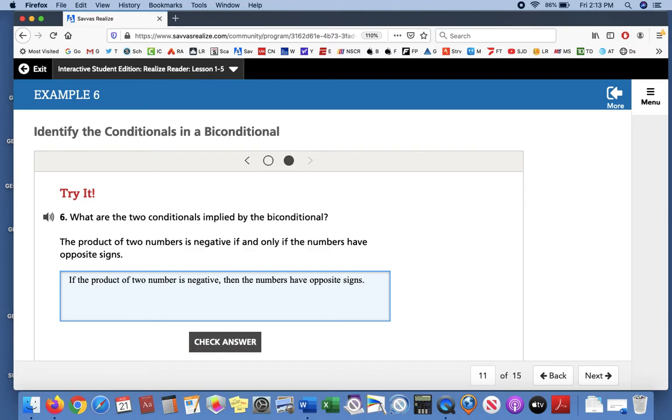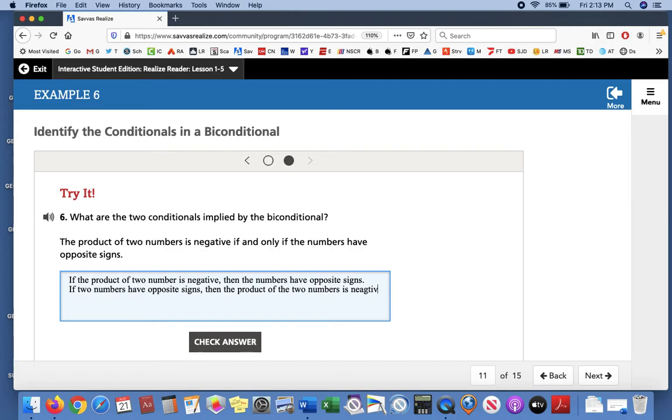And now I got to write it the other way. If, the second part, if, and I'm not going to say if the numbers, I'm going to say if two numbers, right? Remember, there's a grammar thing you need to be paying attention to. If two numbers have opposite signs, then the product of, I could say of them, but I think I'm going to say of the two numbers is negative.